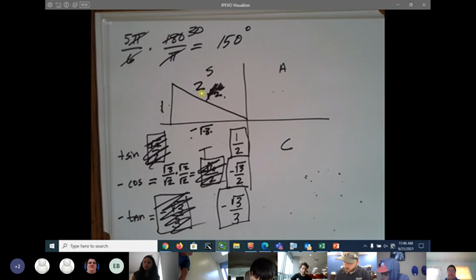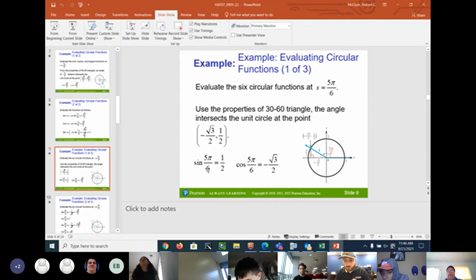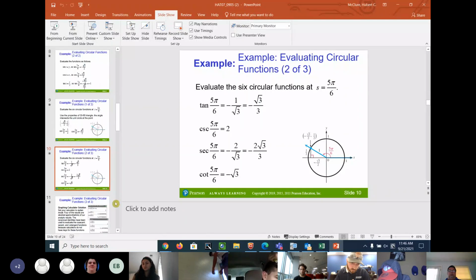Don't get too fast and put the square root over the 2. Oh. So 1/2, negative square root of 3 over 2. And I thought they wanted the tangent too, but I guess they don't. Yeah, there's the tangent. Negative square root of 3 over 3.